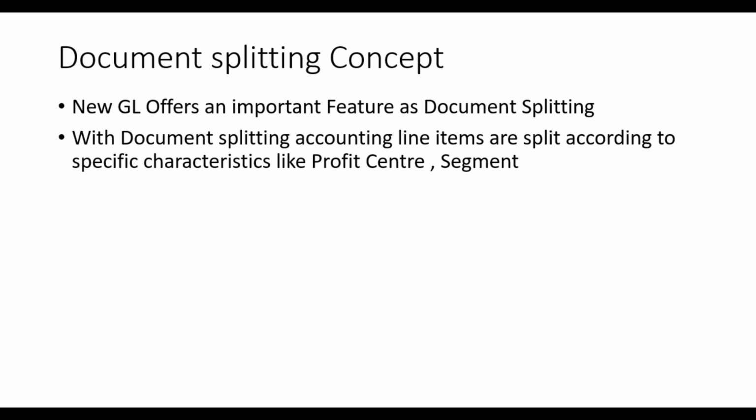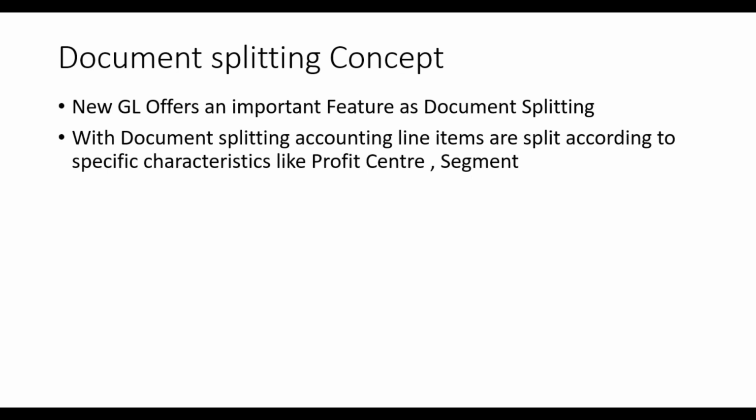As I told, NewGL offers one important feature, document splitting, and with document splitting we can split the line items as per our required or specific characteristics like profit center, segment, and so on. In simple language, using document splitting we can prepare more correct financial statements, that means the profit and loss and the balance sheet, correctly, according to the required characteristics, let's say segment, profit center. That's why we need document splitting.